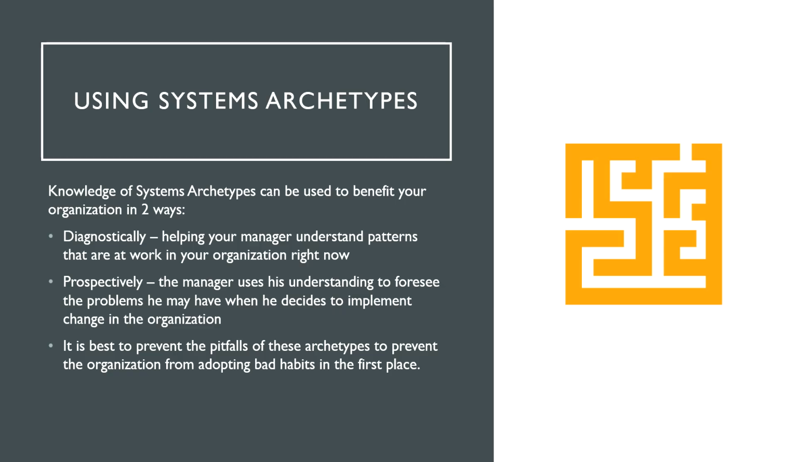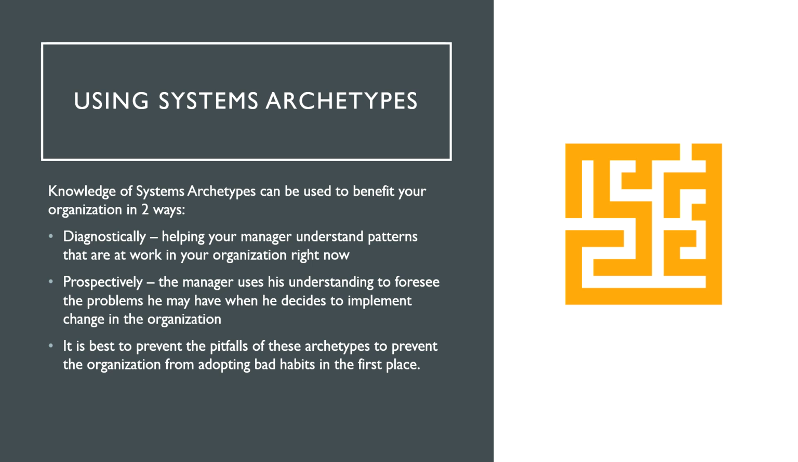Knowledge of systems archetypes can be used to benefit your organization in two ways: diagnostically and prospectively. Diagnostically, helping your company understand patterns that are at work in your organization right now. You may even recognize some of your company's activities in one or more of these archetypes that we discussed today. Prospectively, the company uses its understanding of these patterns to foresee the problems they may have when they decide to implement change in the organization.